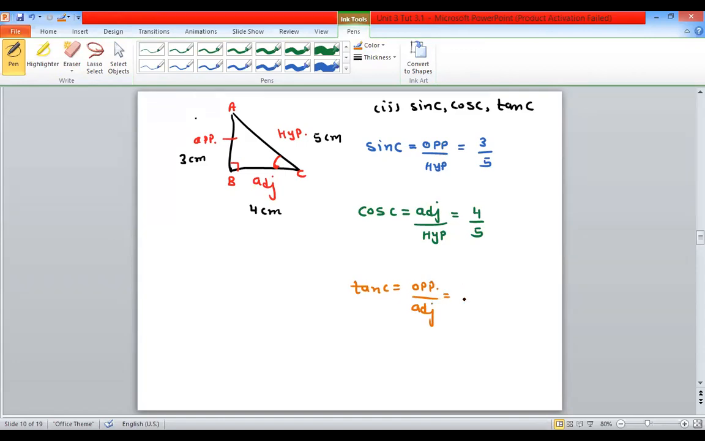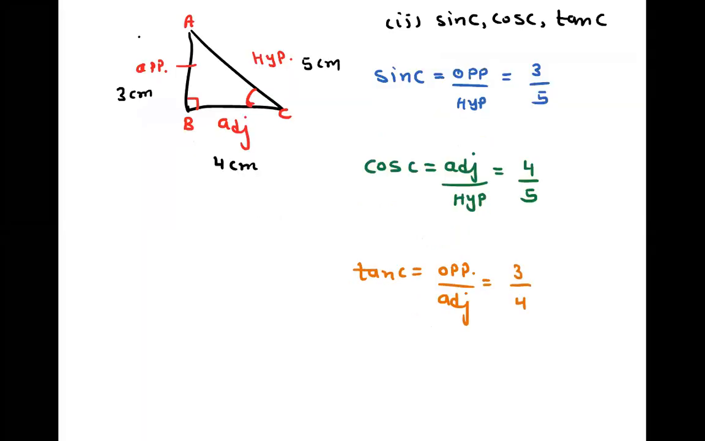Opposite means 3 centimeter. Adjacent means 4 centimeter. So this is the answer. Hope you understood. Tell me if you have any query about this question.